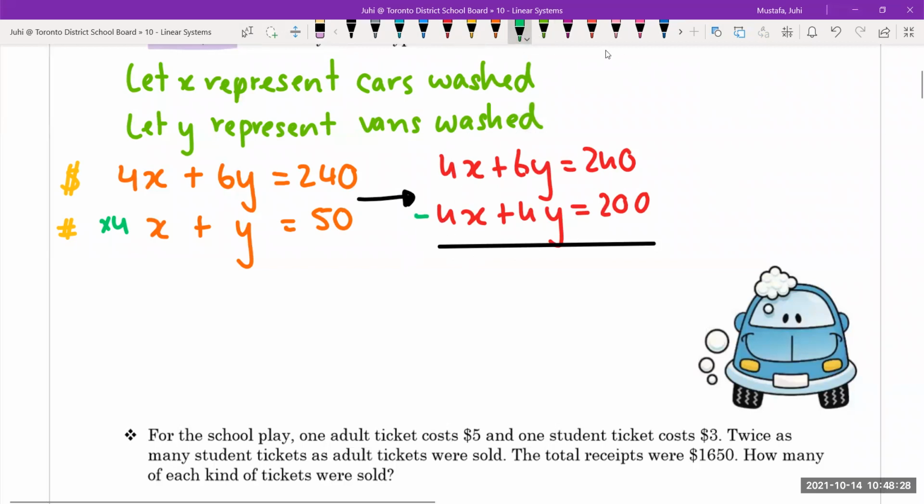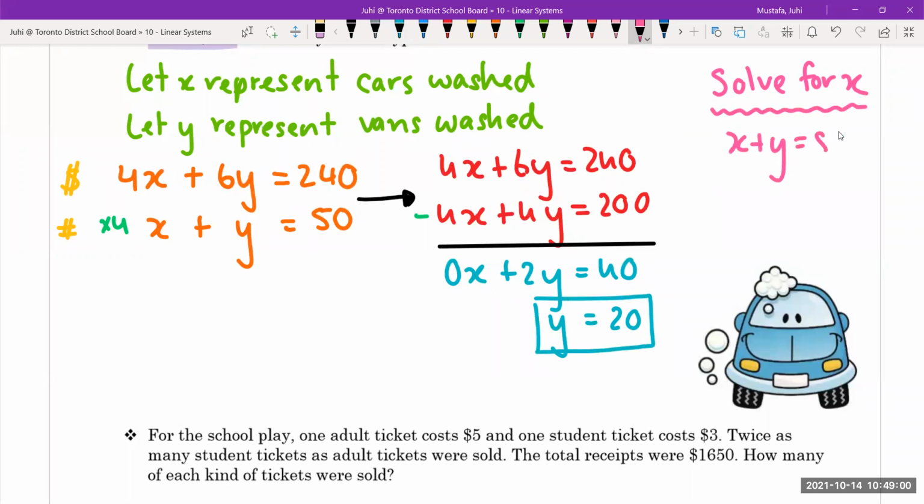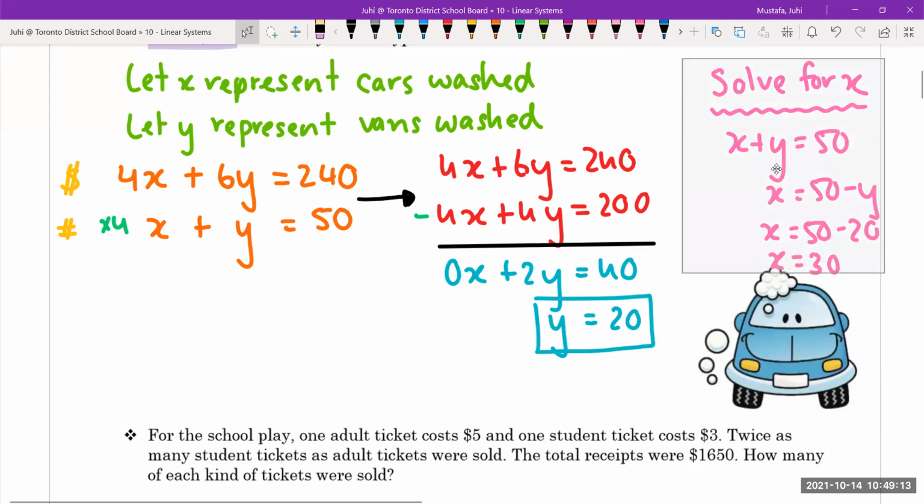I'm going to subtract. And I kind of went ahead and also solved for x. You guys can check that as well.